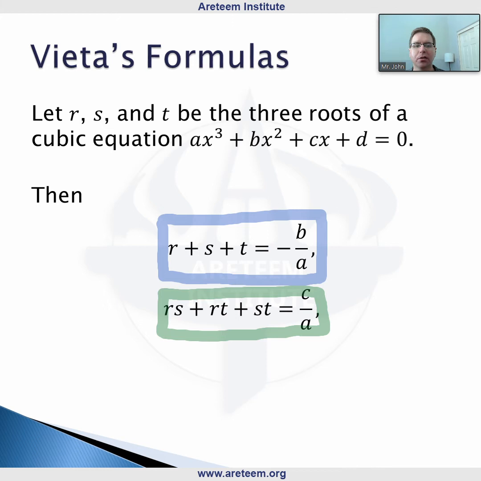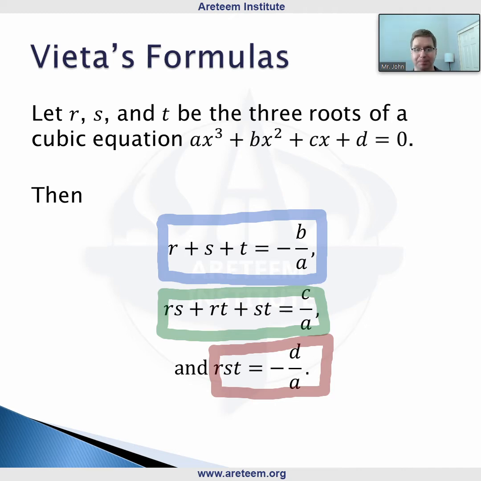Now, what is our third term? Well, we have single roots, double sets of roots, and then now all three of the roots put together. So our third formula is the product of the roots, r times s times t, is negative d over a. So this is kind of an extension of that quadratic. We'll see in future videos that this works for higher degree polynomials as well. But let's explore this cubic one and actually look at an alternative way of going through the proof of this.